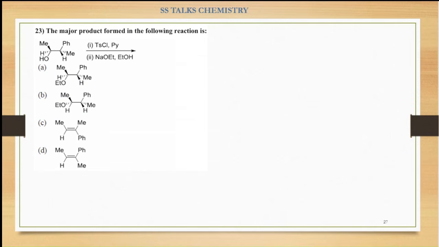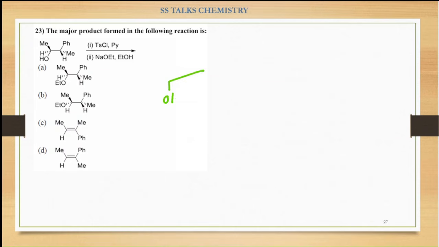Now moving on to the next question that we have, this one. Again, we have to find the major product formation. So the species that has been given to us is this one. I'm drawing it in the sawhorse projection only. So here you are getting this one.